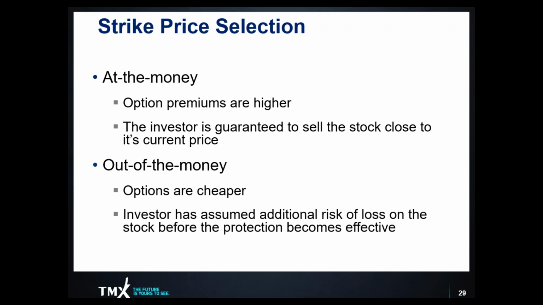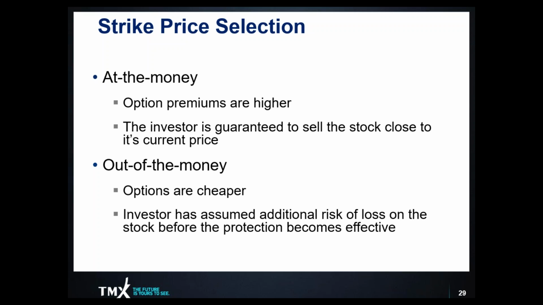Now, remember, you're going to pay a higher premium, but think of it like the deductible on your car. If you want to lower your insurance deductible, you're going to pay a higher monthly premium. And so if you choose an at-the-money option, you're reducing your deductible on the stock, but you're paying a higher premium on the option contract for that benefit.